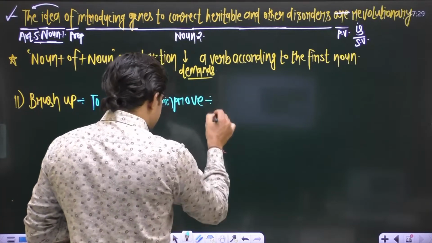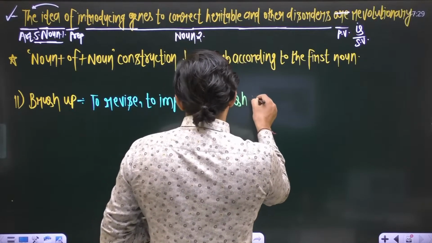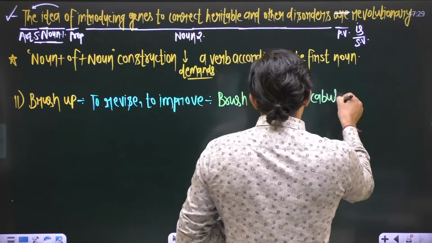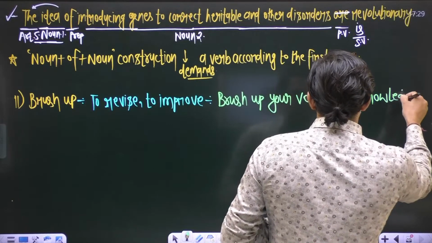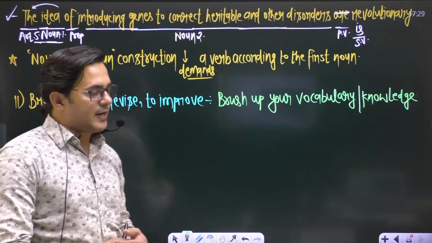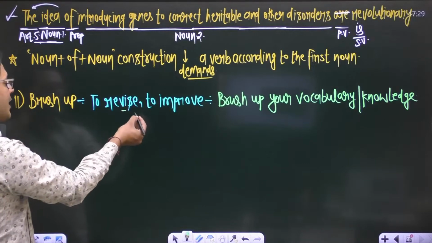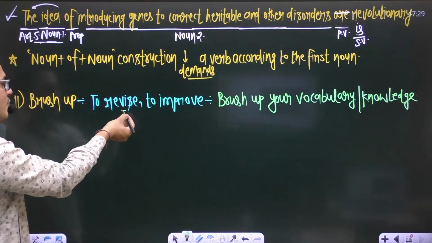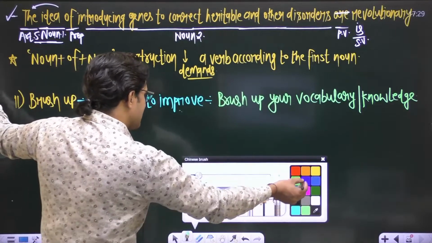For example, if I say brush up your vocabulary or brush up your knowledge, this one is a phrasal verb, brush up. Brush up means to revise or to improve. If I say brush up your vocabulary, it means revise your vocabulary; brush up your knowledge means improve your knowledge, right? So this one is brush up.